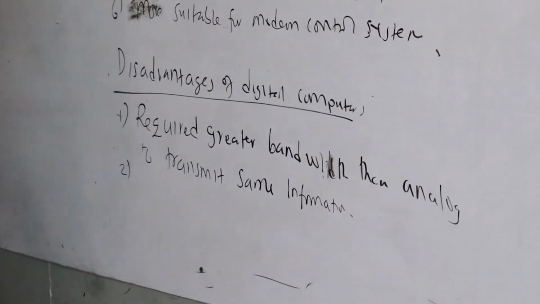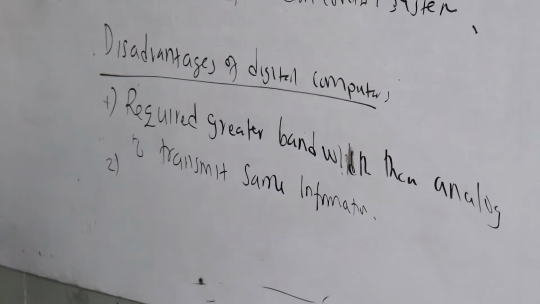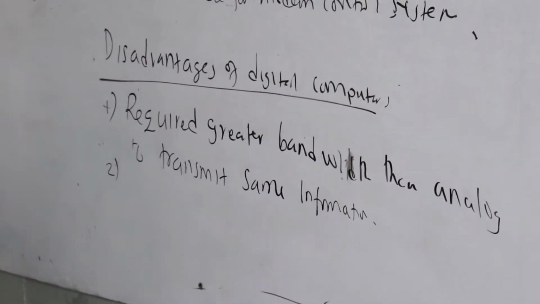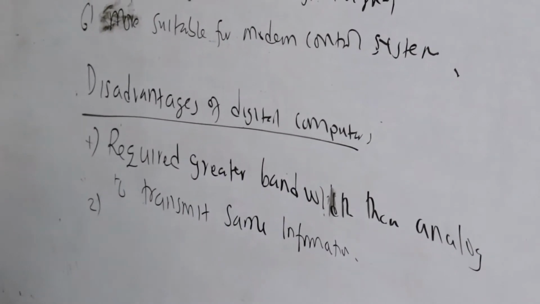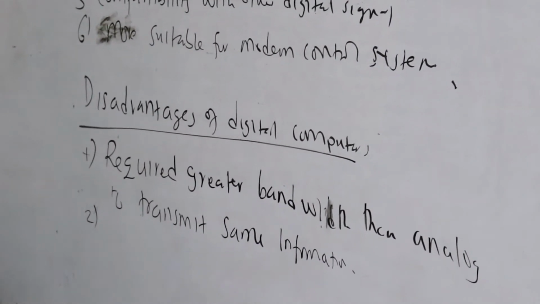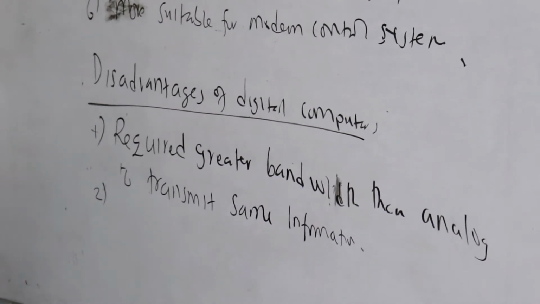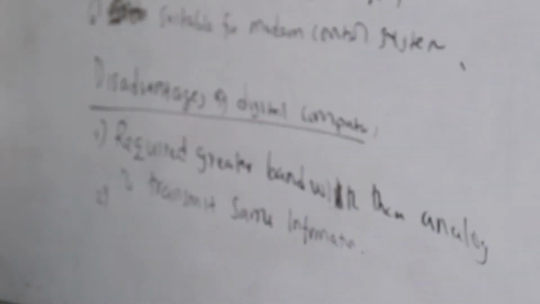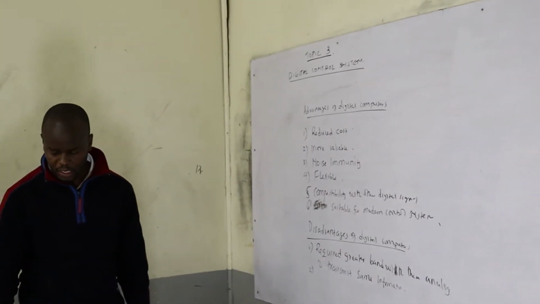Another very important disadvantage is that the detection of the signal usually requires the communication system to be synchronized, which is not the case with analog. They must be synchronized for that communication system to take place.